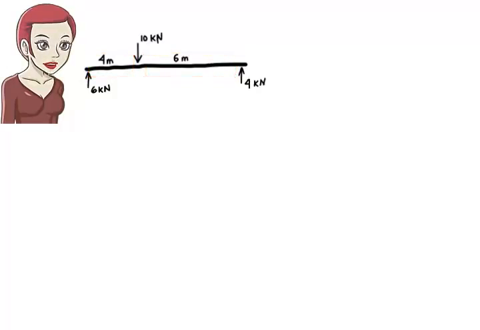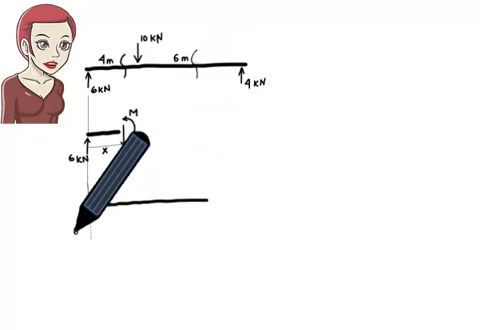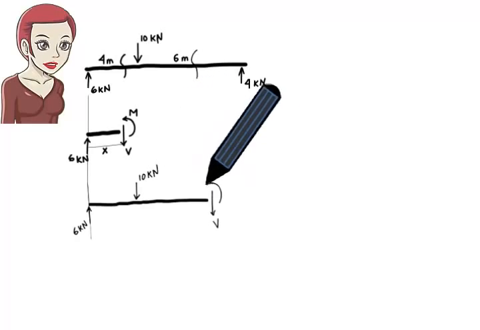Step 3. Cut the beam in each segment. Then, draw the free body diagram of the left part of the beam. Here is the free body diagram when the beam is cut in segment AB. Here is the free body diagram when the beam is cut in segment BC.